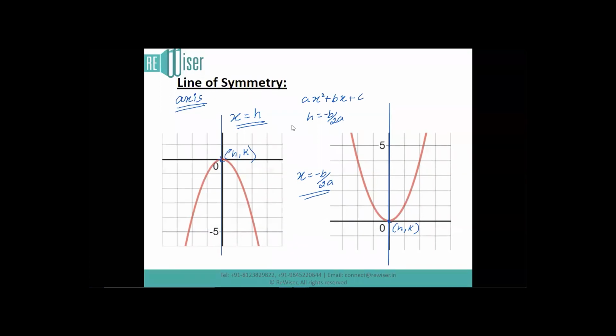Now, if I talk about the range of a quadratic function, let's say I have the general form something like this. Depending on the value of a, the concavity depends on whether it's concave up or concave down. Whenever it's concave down, this will be my maximum point, my maximum coordinate. And whenever a is greater than 0, this is the minimum coordinate.